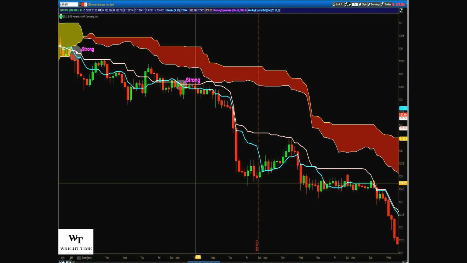Look at this crossover. It occurred below the cloud, which means that it's a strong crossover. All right, so what we do, we wait for the candle to close, and we take this short. Now, remember how I mentioned that the Kijun could often be used as a support and resistance layer, or I'm sorry, a level. Look what happened to price.